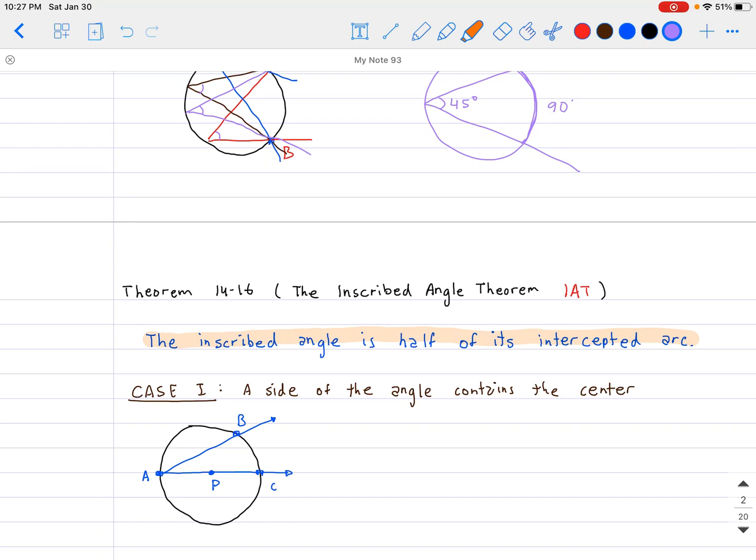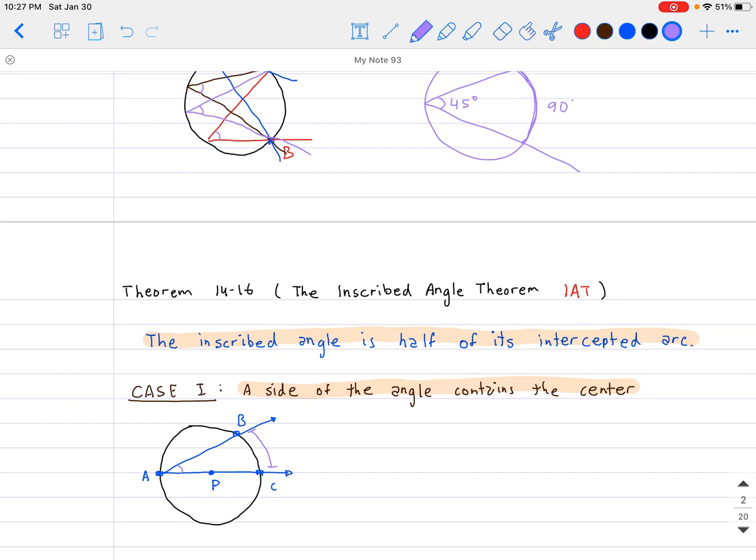Case number 1, in this case, we have a side of the angle that contains the center. What that means is that AC, APC more specifically, is going to be the diameter of the circle. Okay, so let's say that we have a scenario like that. Now, I want to prove that the measurement of arc BC is going to be twice this guy over here, which is angle A.